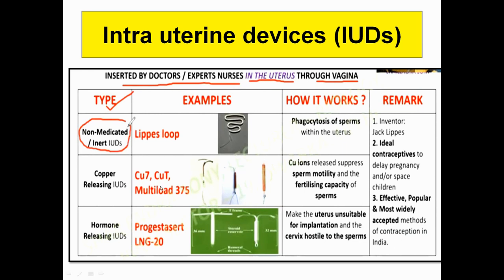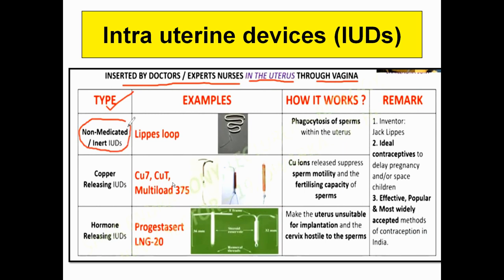Next is copper releasing IUDs: Copper 7, Copper T, Multiload 375. These are the basic categories of the copper releasing IUDs, and they release copper ions, which ultimately curb the motility of the sperm and the fertilizing capacity of the sperm.